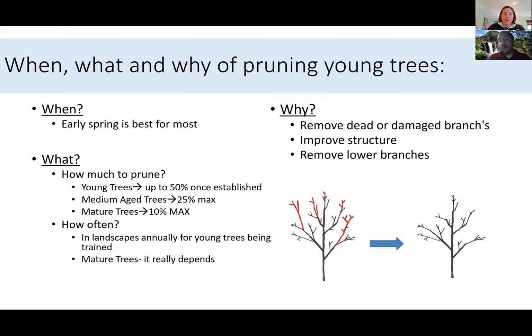The question of how much to prune is also very much tied up with how often we prune. Ideally, for young trees in a landscape setting, we'd be pruning them annually in the spring. So if you've got a newly planted tree, it's become established, it's growing, we'd say prune it every year, which helps keep the amount of pruning you have to do in a given year down, right?